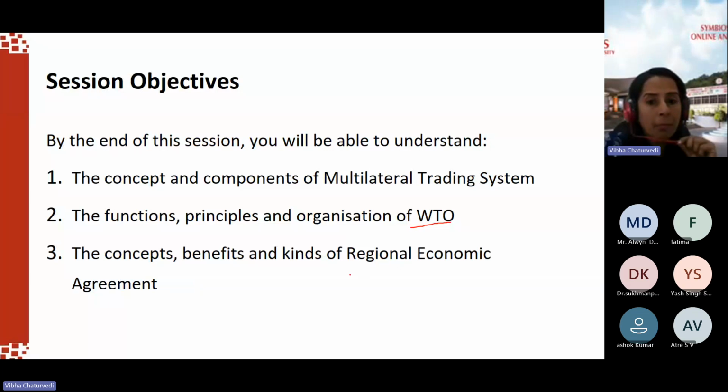The concept, benefit, and kinds of regional economic agreement. I will see if we can cover that today. We might just do it in the next class.